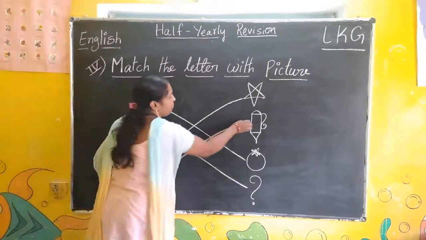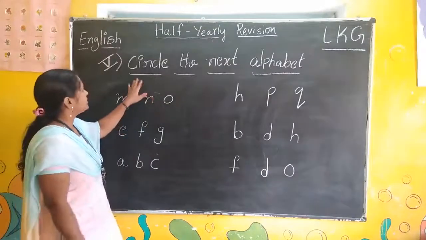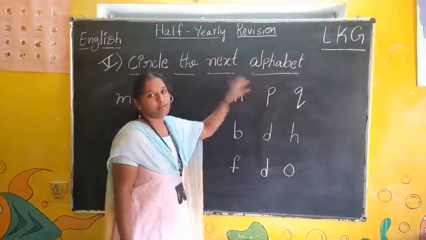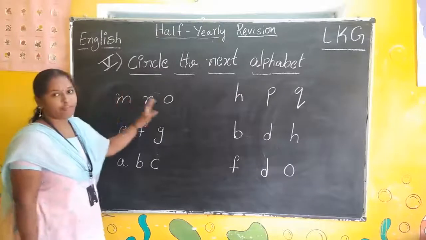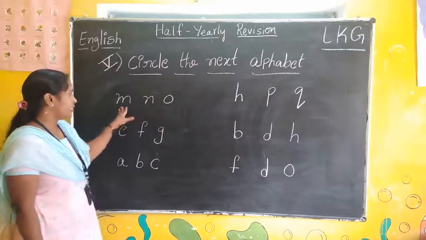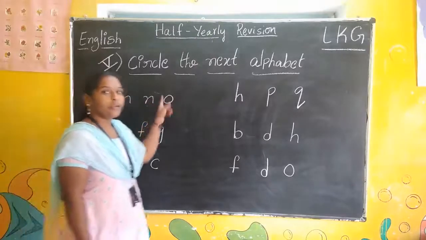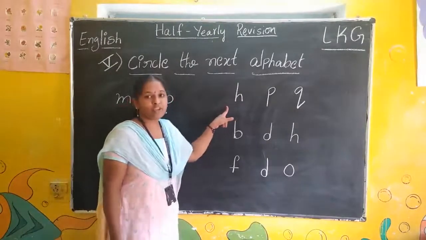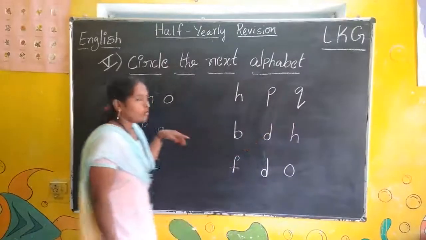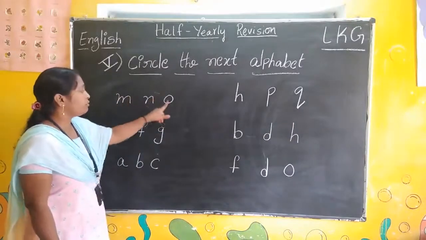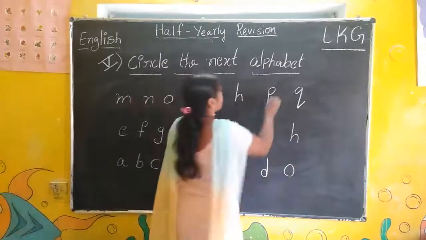P to pen. Okay, now next bit. Next bit, circle the next alphabet. Okay, children, look here. I have given here some alphabets. First, you have to read the alphabets. M, N, O. Now, next alphabet. What is the next alphabet? H, P, Q. Look here, children. M, N, O. After O, P. Okay, come on, circle.